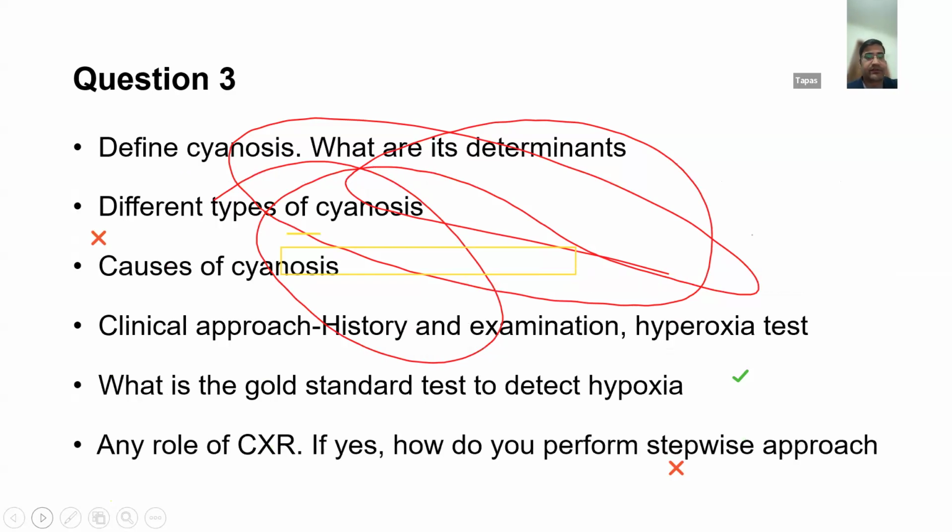So these are some of the questions. Define cyanosis and what are its determinants? What are the different types of cyanosis? What could be the causes? How do you approach in history and examination? What is the hyperoxia test? What's the gold standard test?